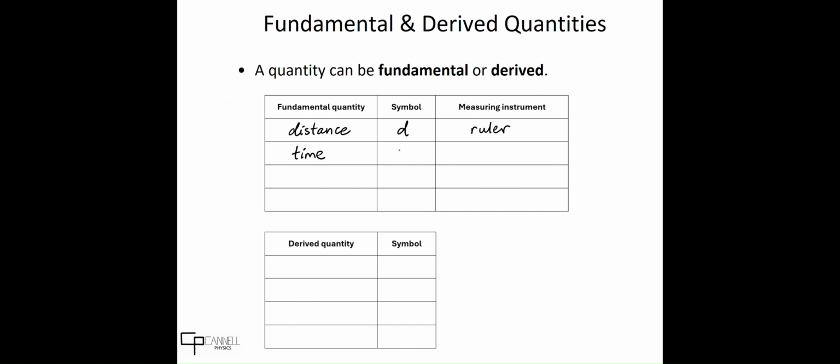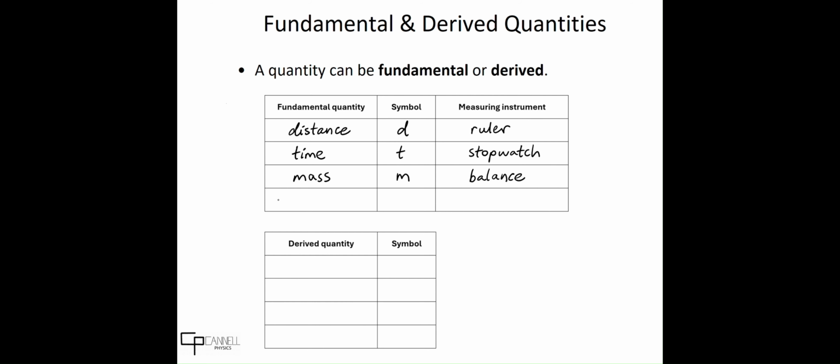Time is a common physics quantity to encounter, and we use lowercase t for that typically. We can use a stopwatch to measure time. Mass is another fundamental quantity, lowercase m, used to represent mass, and we can use a balance, sometimes known as a scale. Could be digital or mechanical, or analog, I should say.